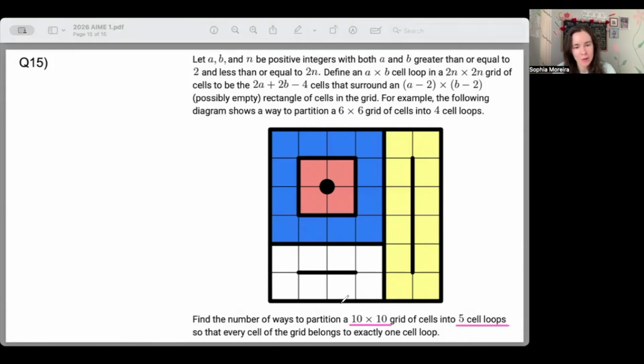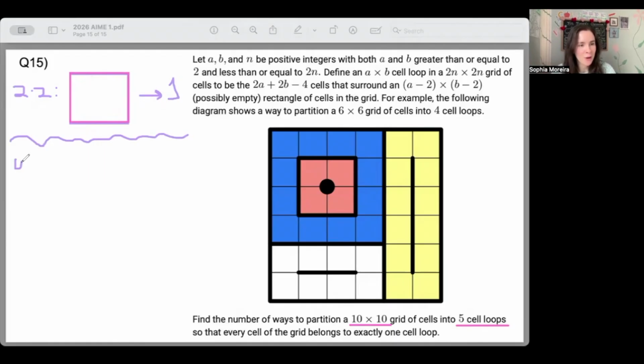Instead of trying to put 5 loops in a 10 by 10, let's start small by trying to see if we can put 1 loop in a 2 by 2. So starting very small with a 2 by 2 grid, let's see how many ways we can fill that. Well, the only actual possibility here is having a 2 by 2, just filling up the whole thing, kind of like they have right here. So there's only one possibility for that. One way we can fill a 2 by 2. Great. That was simple. Now let's try a 4 by 4 and see how many ways we can put 2 loops inside of a 4 by 4.